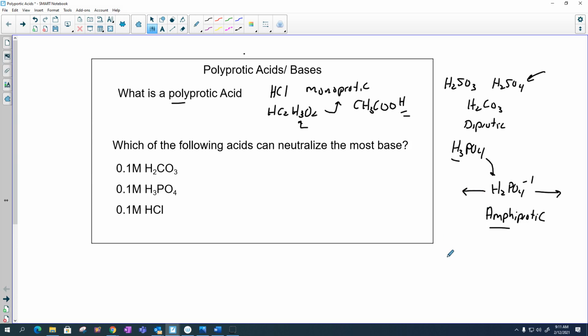Alright, so let's look at this scene here. We got which of these guys could neutralize the most base? We got a strong 0.1 molar HCl solution and two weaks. One's diprotic, one's monoprotic. And the answer is, which one can neutralize the most base? Well, really, 1 H can neutralize one hydroxide. Whether it's in the form of just straight H or HX as in a weak acid, it doesn't matter. So in this case, which one can neutralize the most base? It's going to be phosphoric acid. It can actually neutralize 3 times as much base as the HCl can. It's got 3 times the H's.